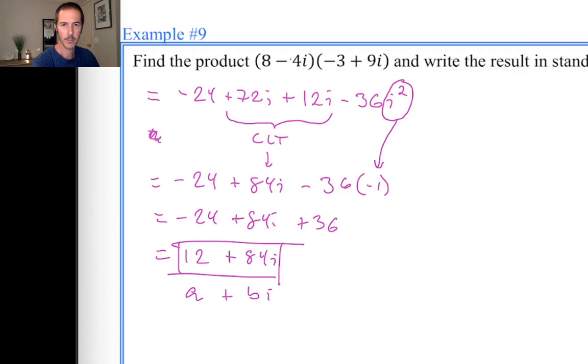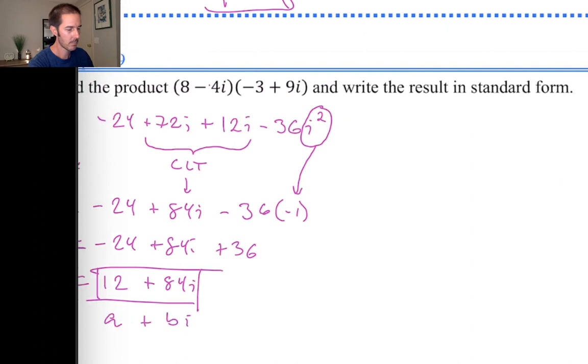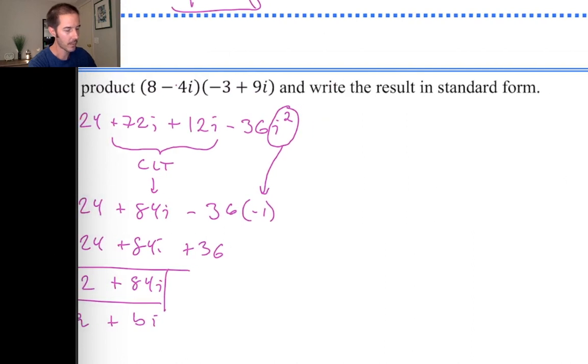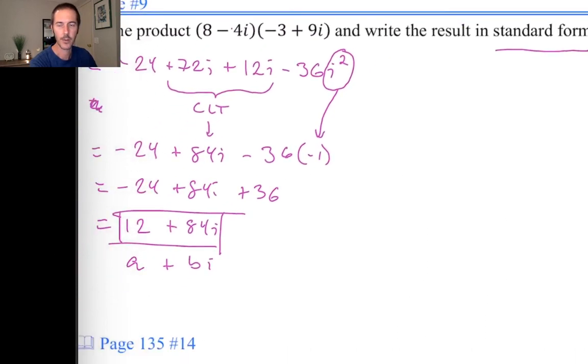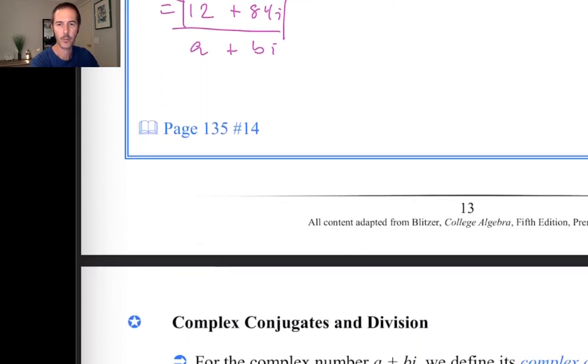So this is pretty straightforward foiling and combining of like terms. Just be mindful of this one additional maneuver where the i squared has to be converted into a negative 1 and then dealt with. And this problem even told us, as a reminder, to write our final answer in standard form. So you do need to know what standard form is.